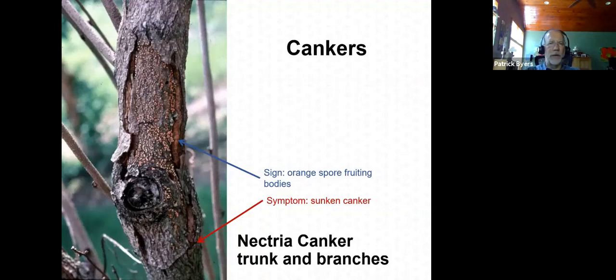This is Nectria canker, and it's on a peach tree. And you'll notice that we have both signs and symptoms here. The symptom is actually the sunken area on the branch, whereas the sign is those orange dots that we see there towards the center of that sunken area. And these are actually the fruiting body of the fungus that causes Nectria canker.